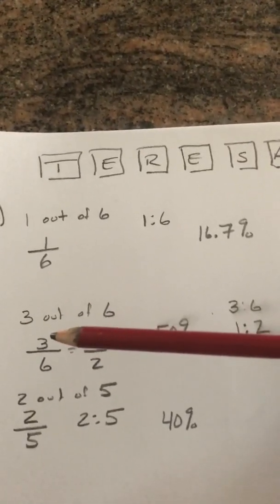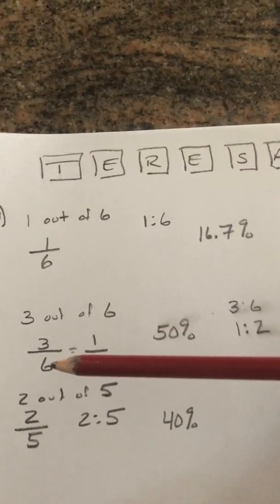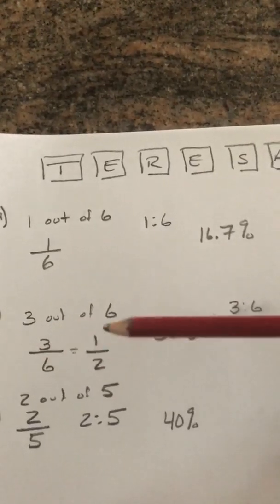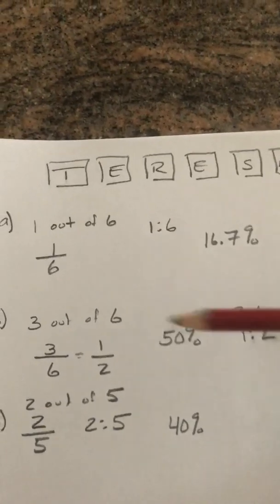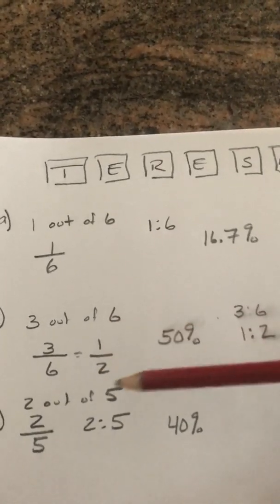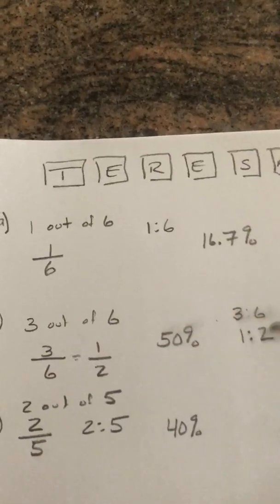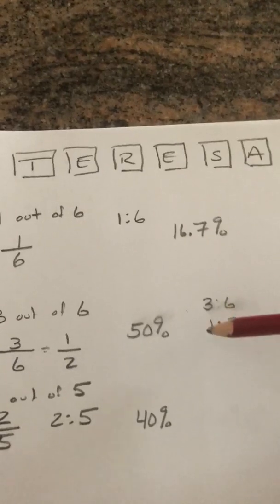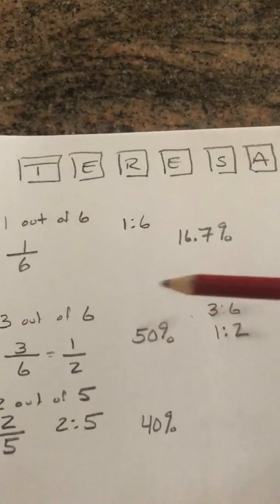Now 3 out of 6 as a fraction could be written as 3 over 6. We can also reduce that. 3 over 6 is really the same as a half, 1 over 2. Now, most of you can look at a half and realize that what that is as a percent is 50%. You can also write it as a ratio, 3 to 6, or I could write it as 1 to 2.